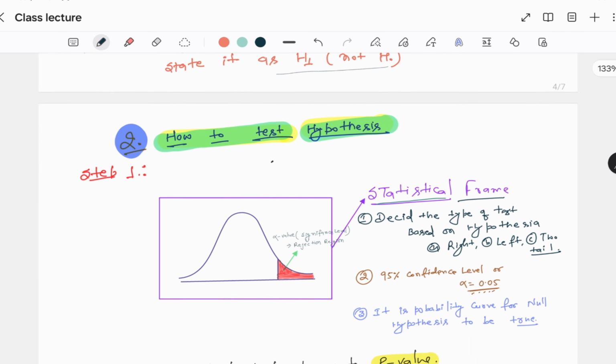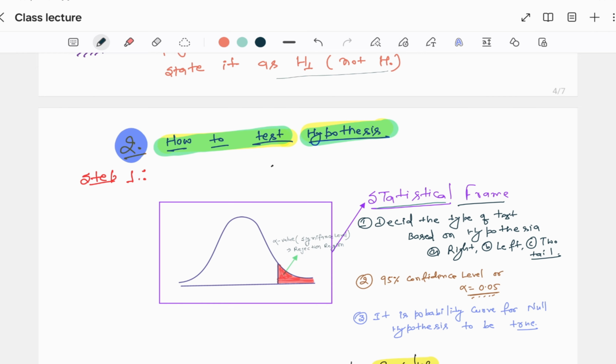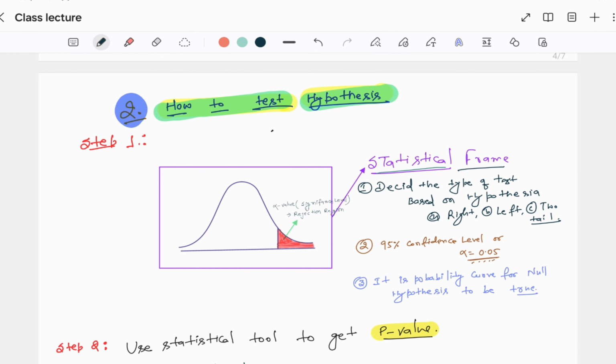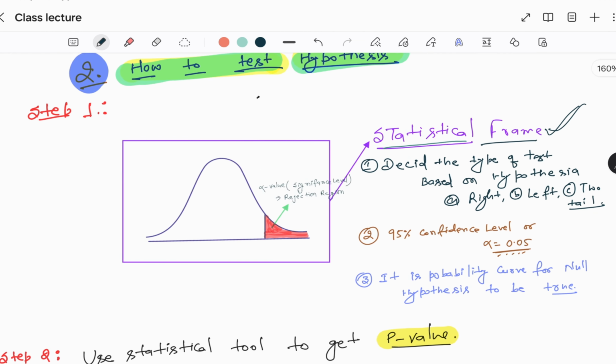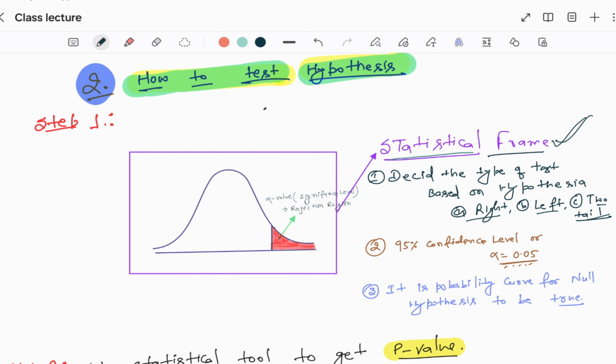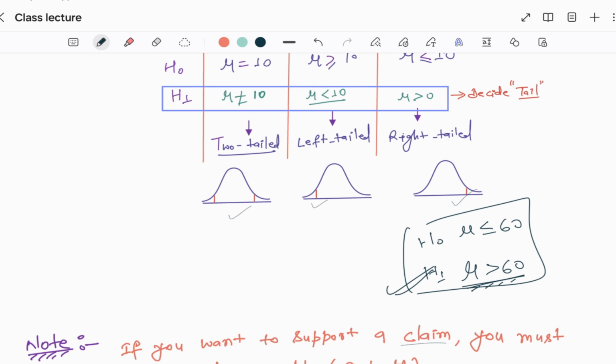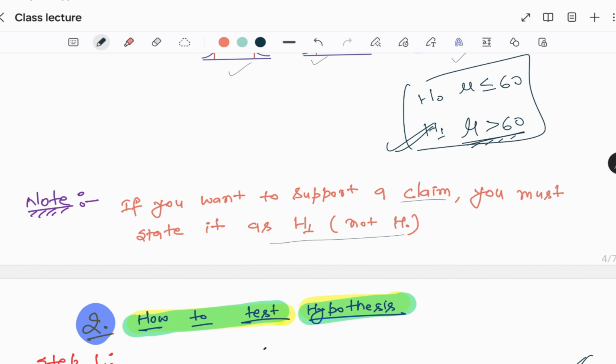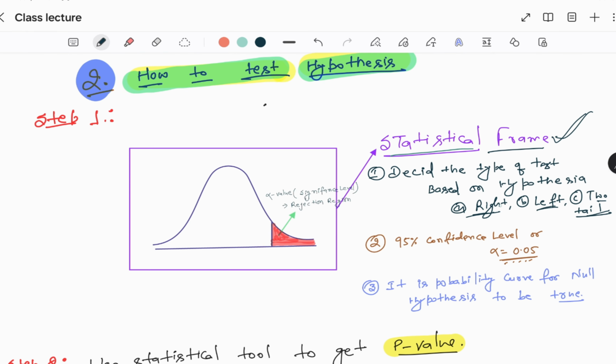Next is how to test a hypothesis. Before doing hypothesis testing, we need to decide the statistical framework. First you need to decide the type of test, whether it is a right tail, left tail or two tail test. On the sign of your alternative hypothesis, you will come to know what type of test it is. For example, I have considered that our test is a right tail test.